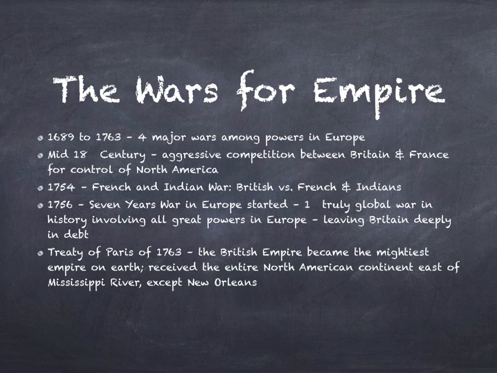The war will officially end when the Treaty of Paris is signed in 1763. The British Empire will become the mightiest empire on earth, and they will receive the entire North American continent east of the Mississippi River and west of the Appalachian Mountains, except for New Orleans. That will remain in French hands.